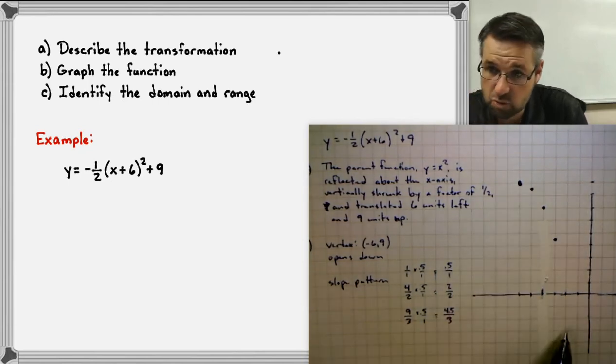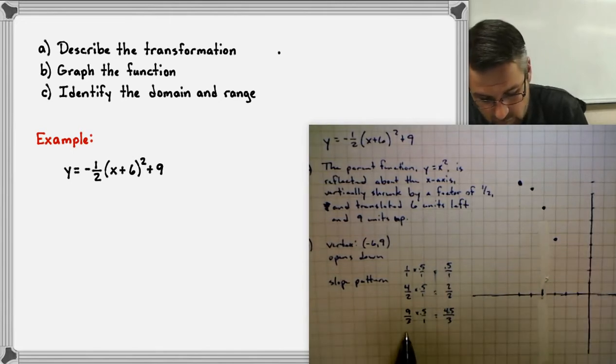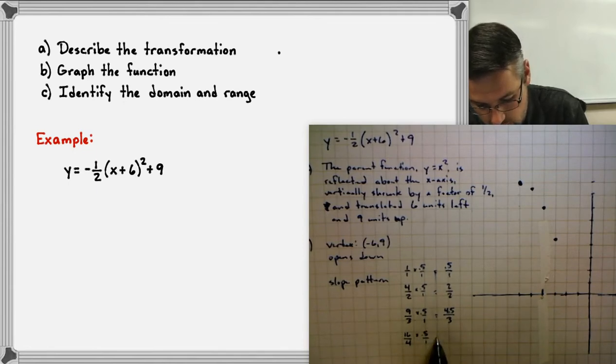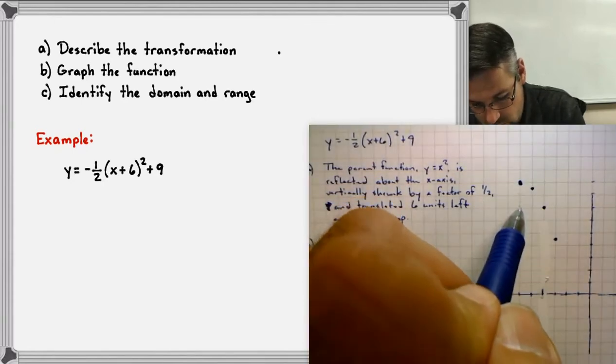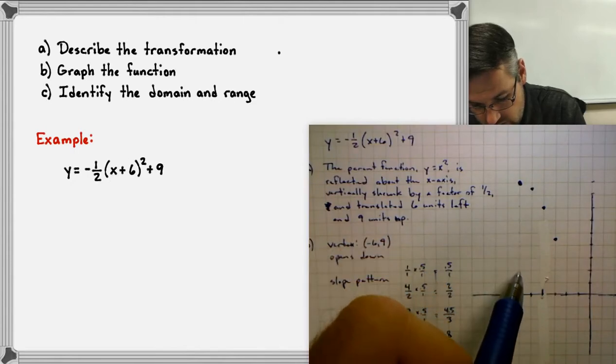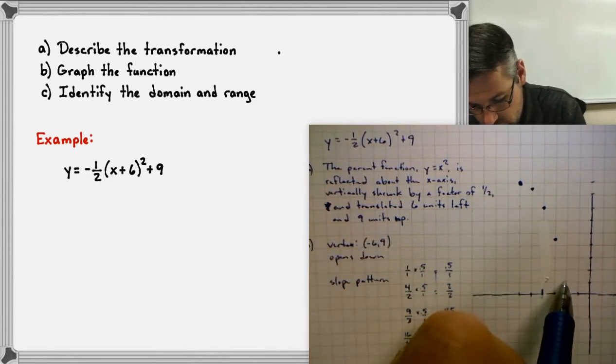And then since I have so much room on my graph, I'm going to keep going with this slope pattern. So we got 9 over 3. The next one will be 16 over 4. We'll multiply that by 0.5 because the a value is 0.5. So half of 16 is 8. So we got 8 over 4 here. So it'll be down 1, 2, 3, 4, 5, 6, 7, 8 over 1, 2, 3, 4.